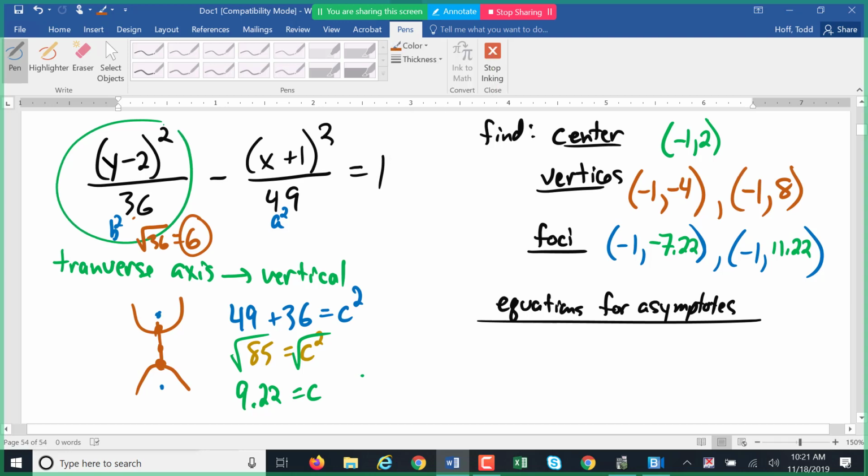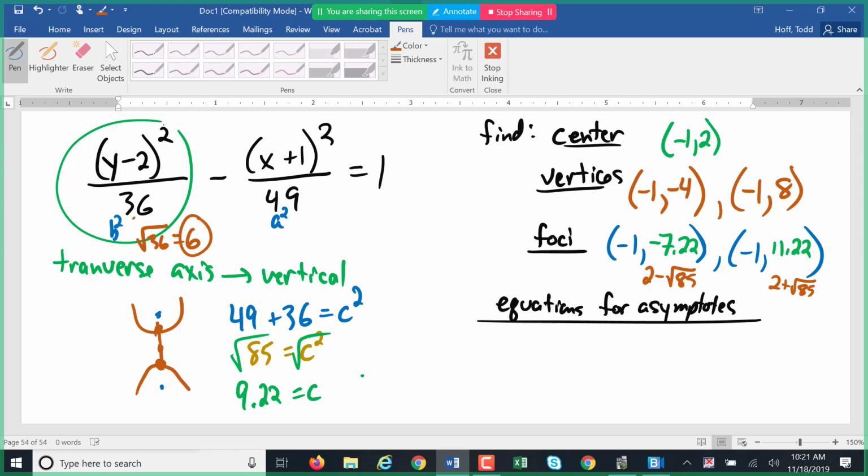Or I could have just put in 2 minus the square root of 85 and 2 plus the square root of 85, which would have been accurate as well. If they want the exact coordinates of the foci, you would have to use those radicals.